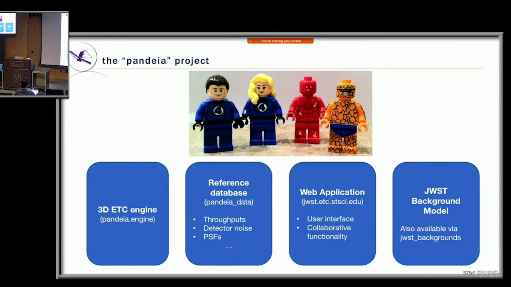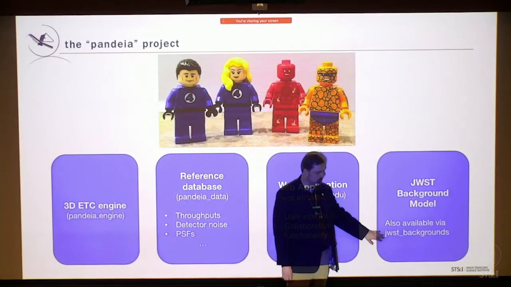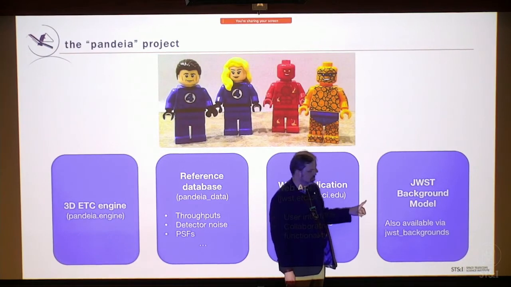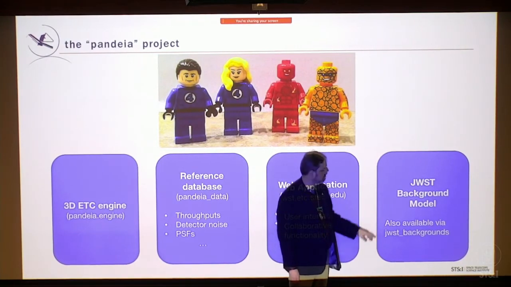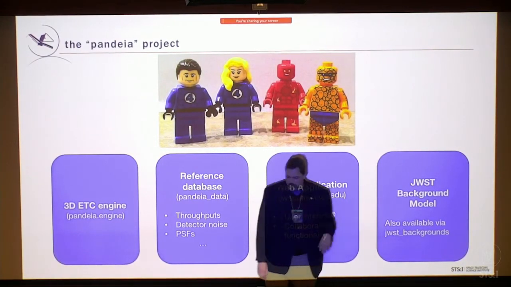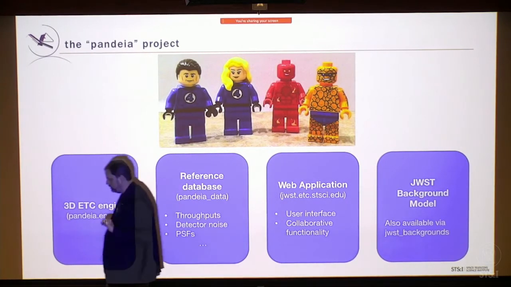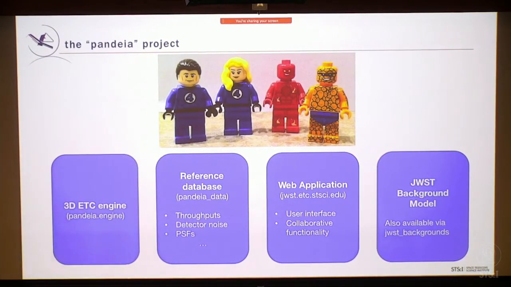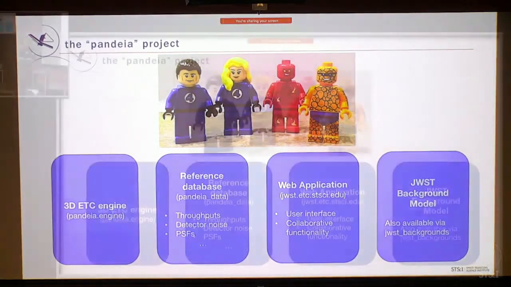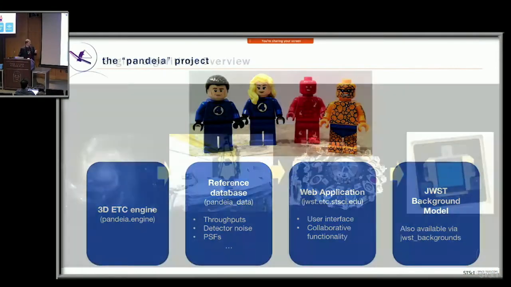And then finally, but not least, there's the JWST background model. And so this is also available through a tool called JWST_backgrounds. I'll talk a little bit about that, and I think Bill is going to talk a little bit about that later as well. And so I'll talk significantly more now in this presentation about what goes into the background model. But it's a fairly detailed model necessary to use JWST.